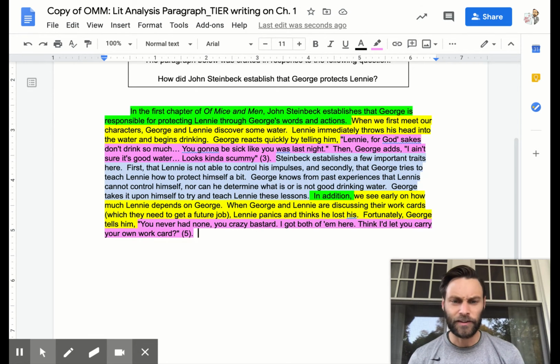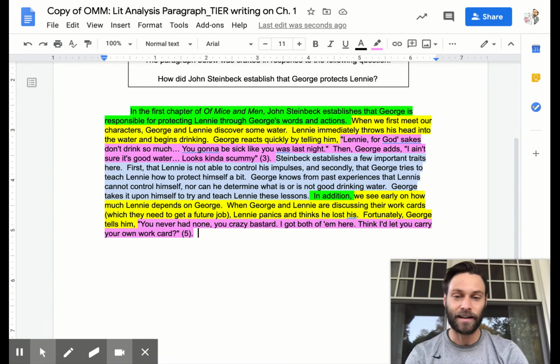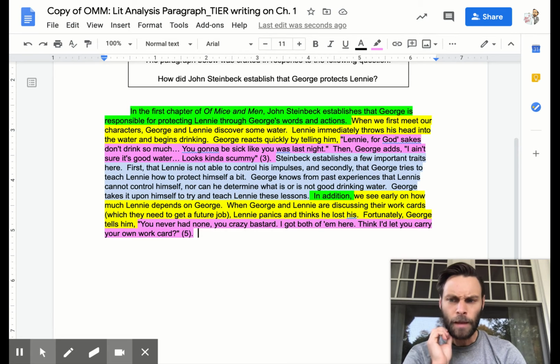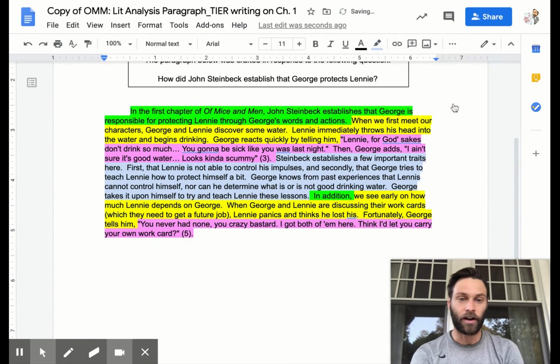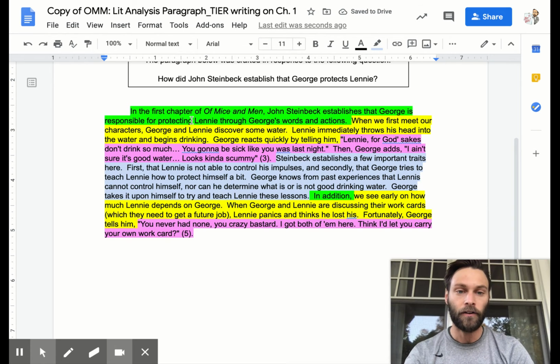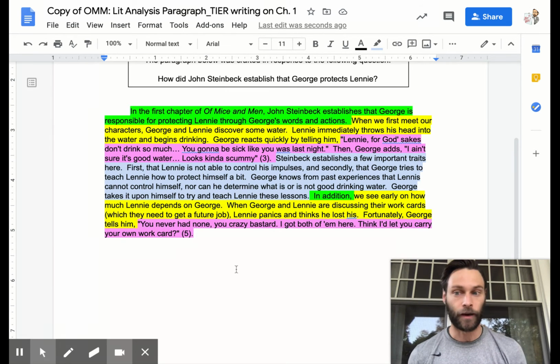"You think I'd let you carry your own work card?" So, another great moment here. This time it's one of George's actions. He's carrying this work card. Yes, he tells him, he says it, but he's also doing something physically, coming back to the idea of protecting Lenny. But now I've got to sell this. I've got to sell that George carrying the work card is another example of George being responsible for protecting Lenny and taking on that responsibility.